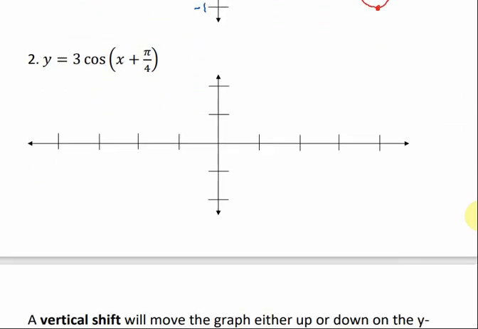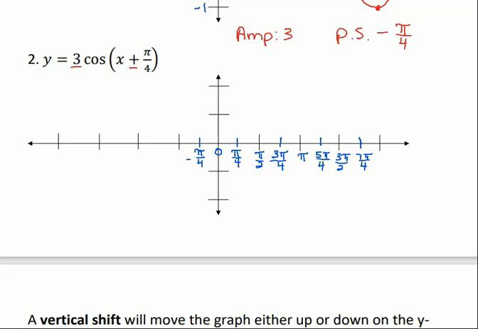In this next graph, we have y is equal to 3 cosine of x plus pi over 4. So the amplitude in this graph is 3. There's not a change in the period. Remember, the period would be in front of this angle. And then there is a phase shift of pi over 4. Now, since this is plus, the phase shift is going to go to the left, pi over 4. All right, so I'm going to mark up the graph.